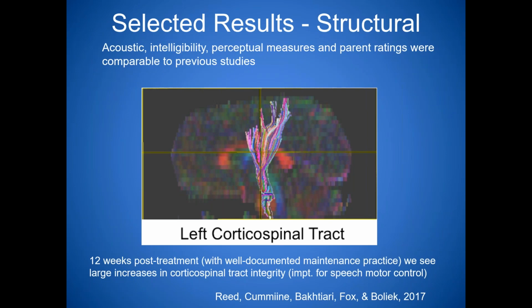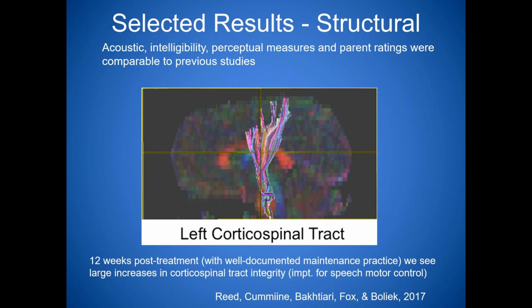And the data that I want to show you from this particular cohort are in addition to what we found in the acoustic and intelligibility and perceptual measures, as well as parent ratings, which were very comparable to all of the previous studies that we've talked about already. So what I'm showing you here is what we call DTI, or diffusion water tensor imaging, and it actually helps us look at white matter fiber tracts, or the electrical circuitry that commands the system from the motor cortex, in this case, out to the respiratory muscles for speech.